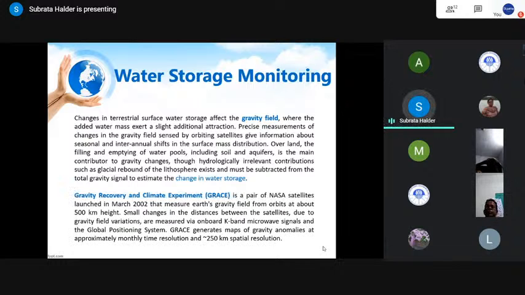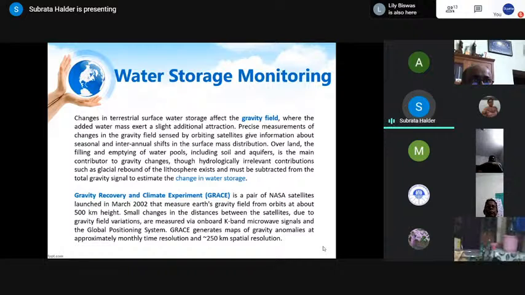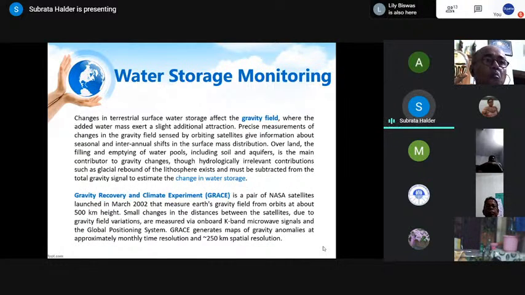Gravity Recovery and Climate Experiment, that is GRACE satellite, is a pair of NASA satellites launched in March 2002 that measures Earth's gravity field from the orbits of about 500 km height. Small change in distances between the satellites due to gravity field variation is measured via onboard K-band microwave signal and the Global Positioning System, that is GPS. GRACE generates maps of gravity anomalies of approximately monthly time resolution and 250 km spatial resolution.